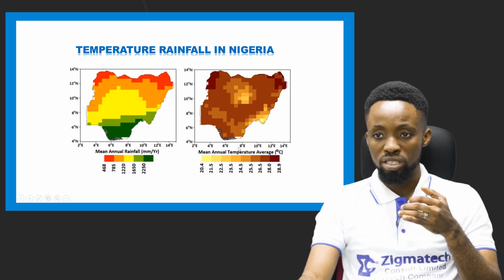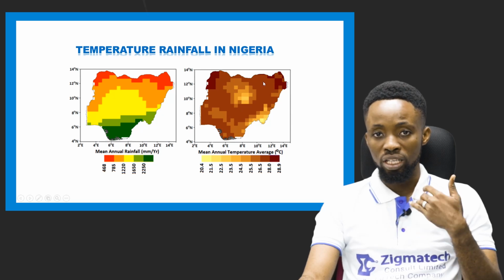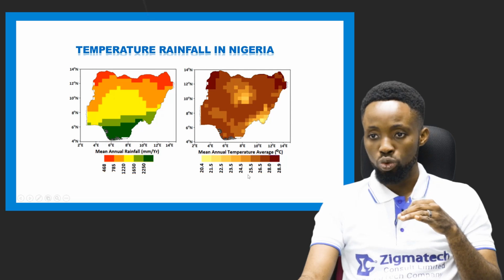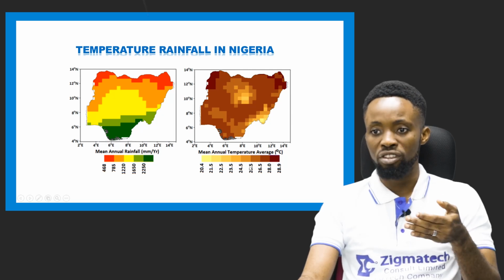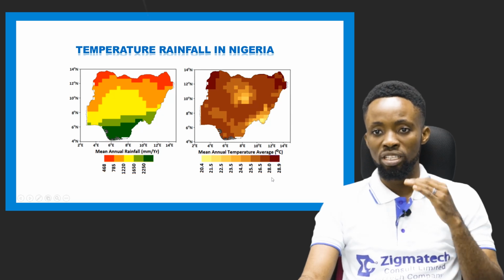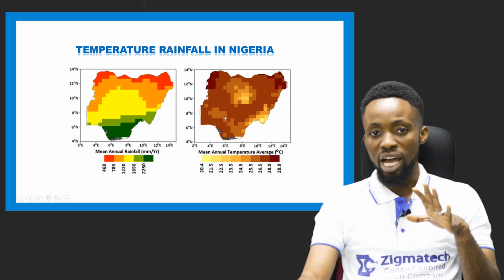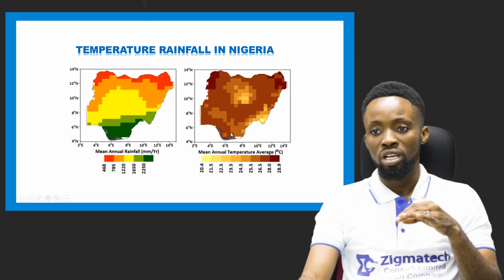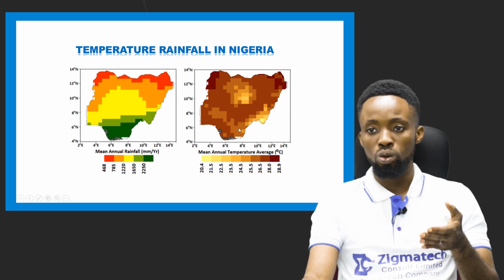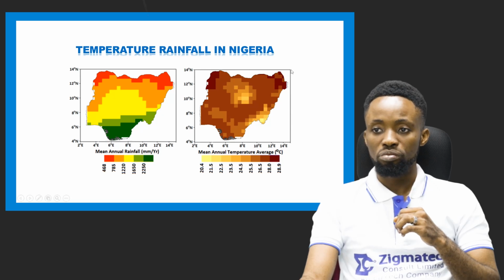Then other places in Nigeria will have an annual average temperature of from 25.5 degrees Celsius down to 28.9 degrees Celsius. That's to say that in the highland areas in Nigeria, the temperature is usually the lowest compared to the lowlands and other places in Nigeria.